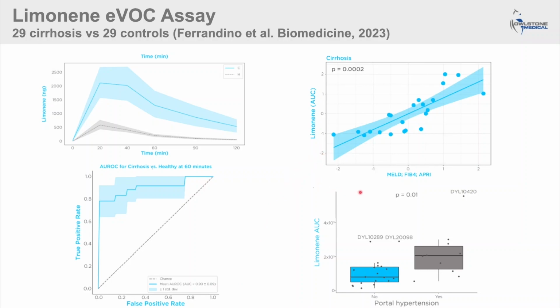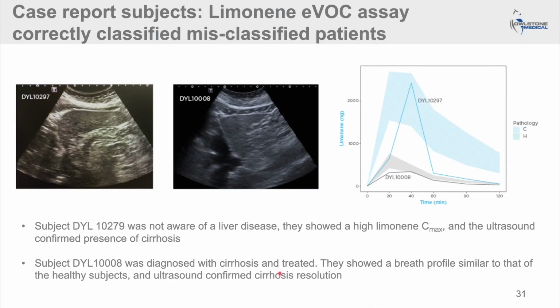We also found that limonene bioavailability is correlated with MELD, and also showed some correlation with FIB4 and APRI. Additionally, limonene bioavailability showed a relation with the presence of signs of portal hypertension. Indeed, subjects having those signs have higher levels of limonene in breath compared to cirrhosis subjects that do not have signs of portal hypertension.